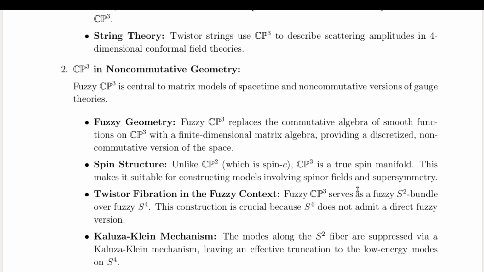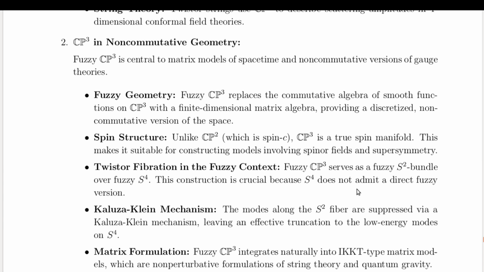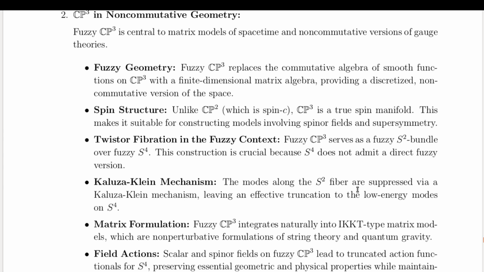The fibration of CP3 also connects to the Kaluza-Klein mechanism, where higher dimensional modes along the S2 fibers are suppressed. This results in a low-energy effective geometry on S4, bridging higher dimensional theories with observable four-dimensional physics. This mechanism illustrates how CP3 links quantum field theory and higher dimensional physics with the discrete structure of spacetime.